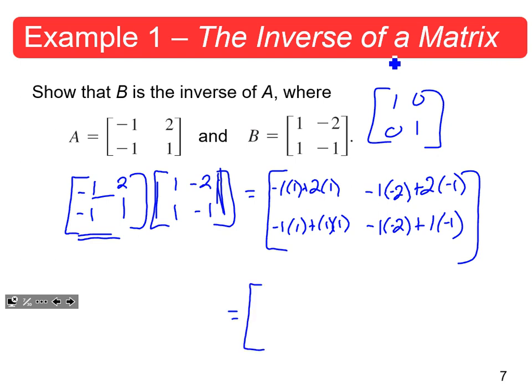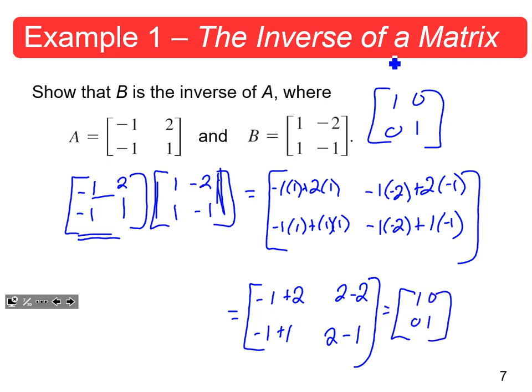So when we actually do the multiplication, we'd have negative 1 plus 2. Here we're going to have 2 minus 2. Here we're going to have negative 1 plus 1. And here we're going to have, well, 2 minus 1. Which actually gives us 1, 0, 0, 1. So it works.